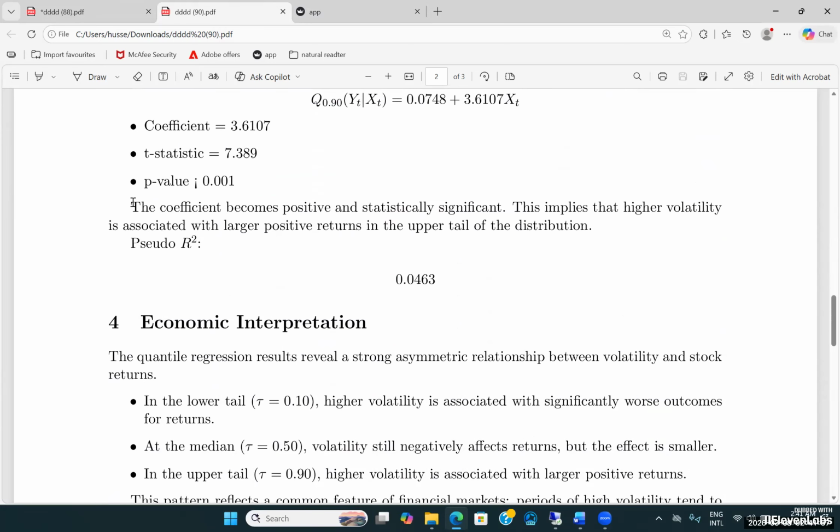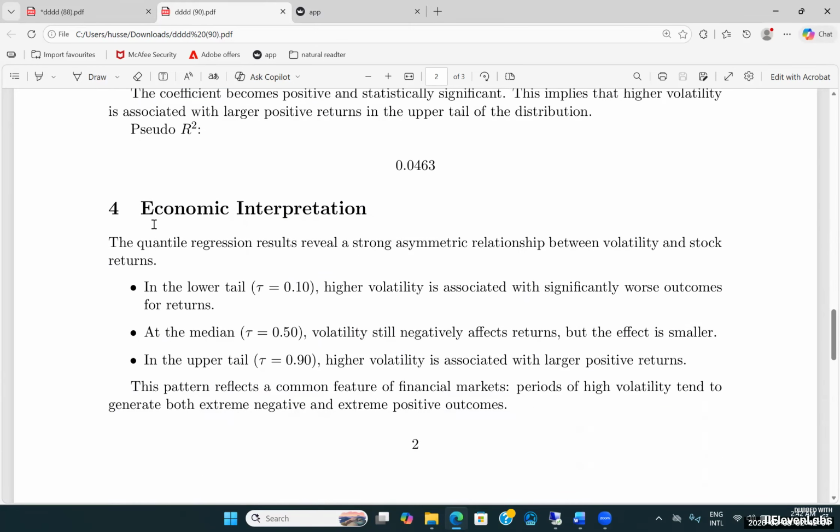So we observe two distinct coefficients, each possessing contrasting signs, and this clearly demonstrates the importance of conducting the quantile regression analysis. So to summarize our findings, increased volatility is clearly linked to significantly worse outcomes for the lower tail of returns. For the upper tail, this higher volatility is associated with larger positive returns.